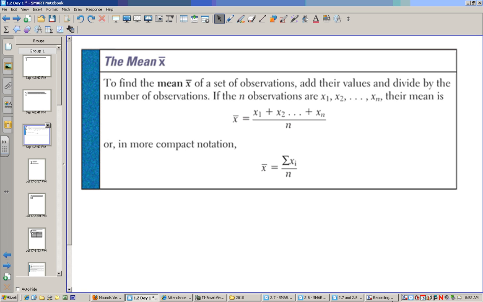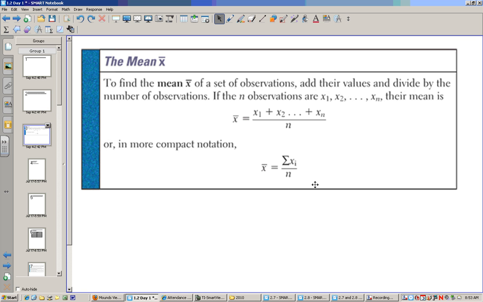The mean, which we use an x bar for. To find the mean x bar of a set of observations, we add the values and divide by the number of observations. If n is the number of observations and the observations are x1, x2, and so on to x of n, we can write the formula x1 plus x2 and so on up to x of n divided by n, which is the number of observations. So we add up all of the things and divide by how many observations there are.